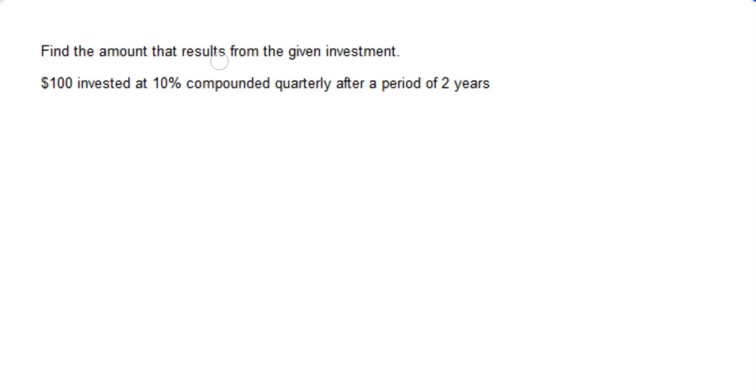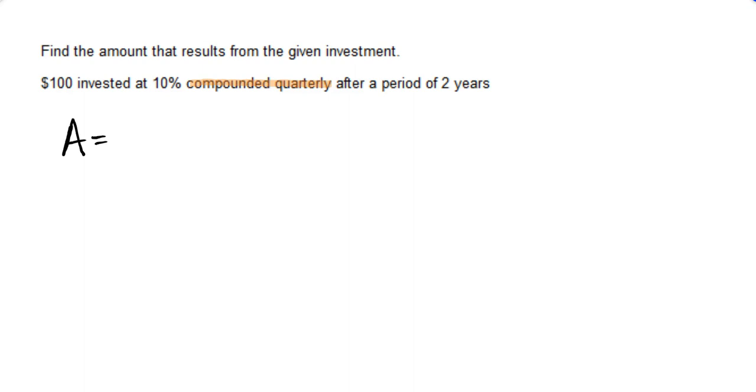Find the amount that results from the given investment. $100 invested at 10% compounded quarterly after a period of 2 years. So the first thing I notice here is a keyword, compounded quarterly. That's going to tell me which compound interest formula to use.